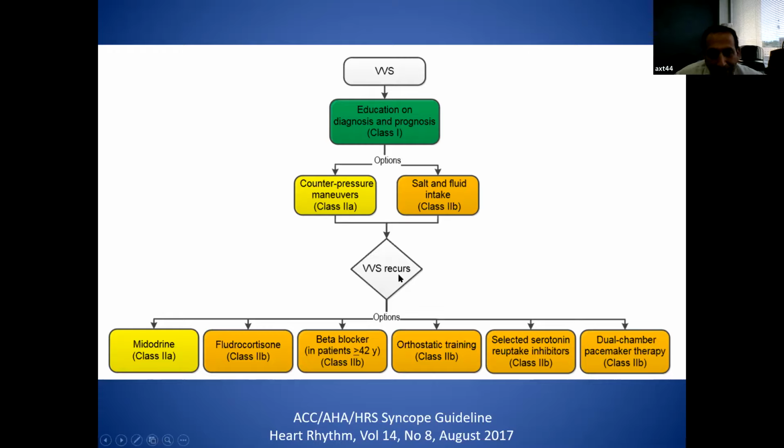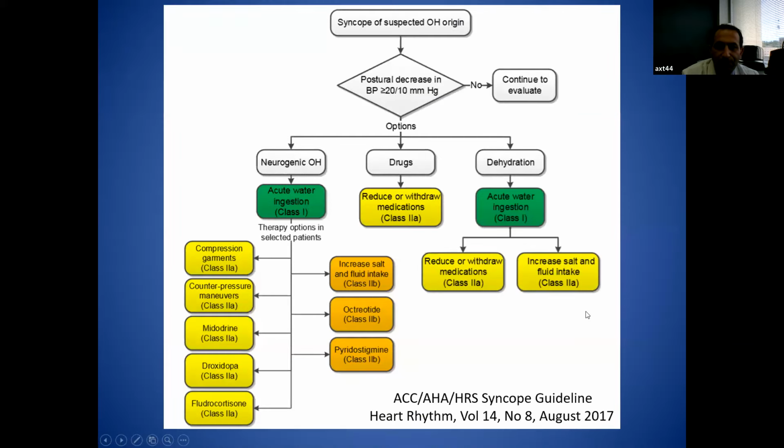And if you look at all the medicines that we can potentially use for vasovagal syncope, the only one that has a class 2A recommendation is midodrine, and everything else has a softer recommendation. So fludrocortisone, beta blockers, orthostatic training, all this stuff, selective SSRIs or a pacemaker, they're kind of soft indications.